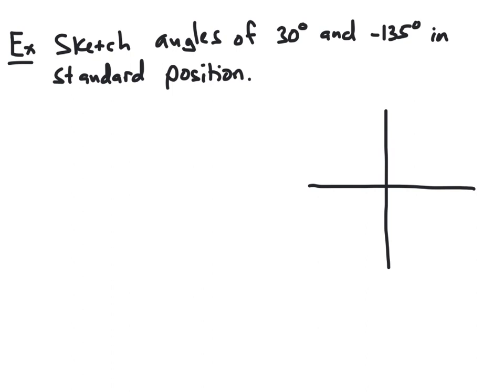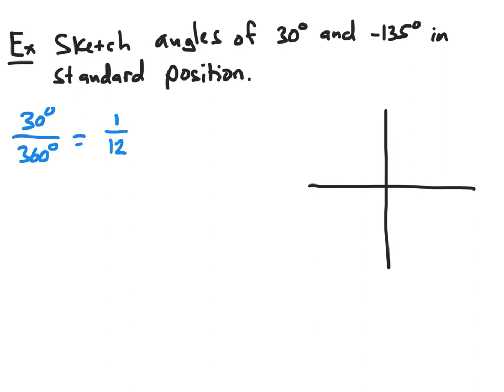In this example, we'd like to sketch angles of 30 degrees and -135 degrees, both in standard position. Since degrees are all measured as fractions of 360 degrees, we simply need to determine what fraction each of these measures are of 360 degrees, and then sketch an angle that is the same fraction of a complete rotation. So for example, with 30 degrees, we want to identify the fraction 30 degrees over 360 degrees, and we can simplify this, and this becomes 1/12.